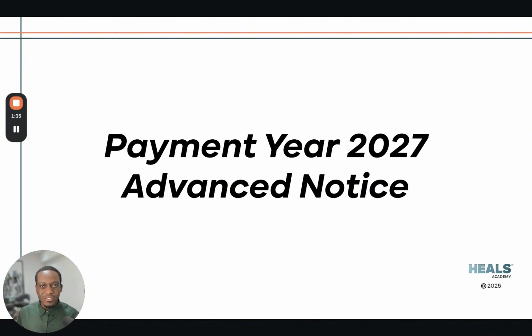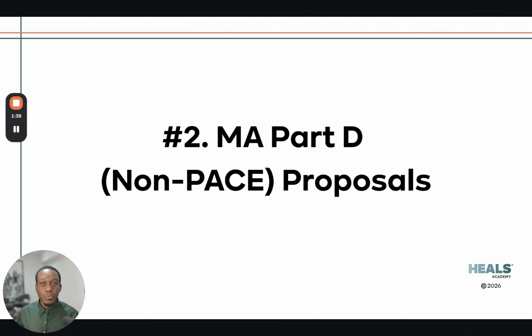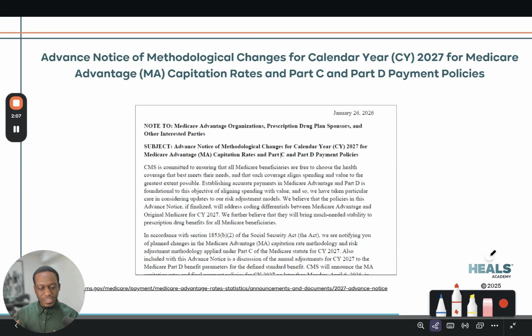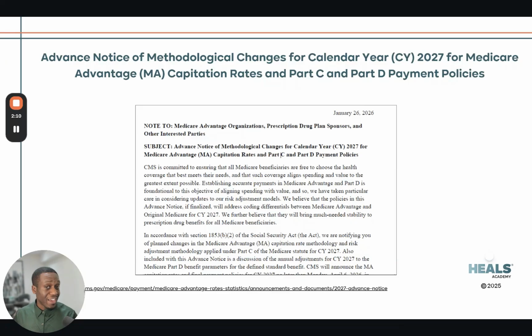Let's get into today's. Today, specifically, we want to look at the MA Part D non-pays proposals with proposed changes for payment year 2027. This is the advance notice. If you have not had the chance to review it, I will encourage you to go to the link here and download your copy to really dig deeper into all the proposals. What we present here are just summaries so that you can get a deeper understanding.